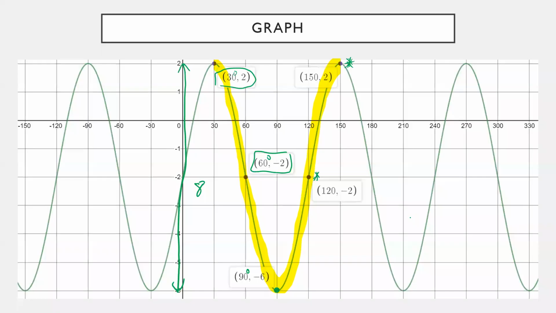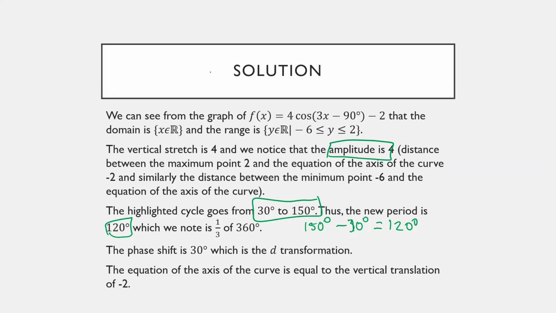And of course, our phase shift, where our graph starts. So our cosine graph used to start at 0 degrees, where it was at the maximum point, and then it went down to the minimum point and then went back up to the maximum point. Well, we can see here that now we start our cosine graph at 30 degrees. So the phase shift is 30 degrees to the right.